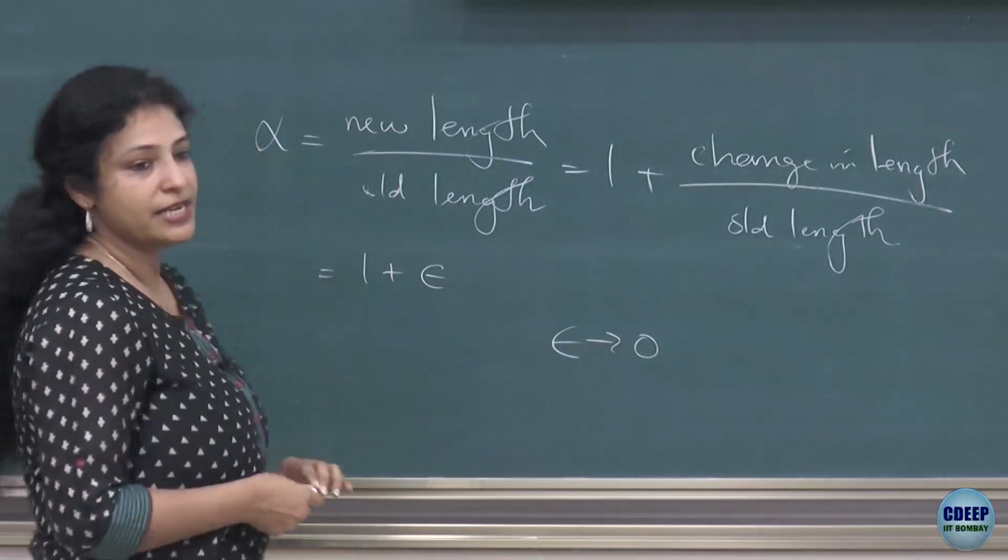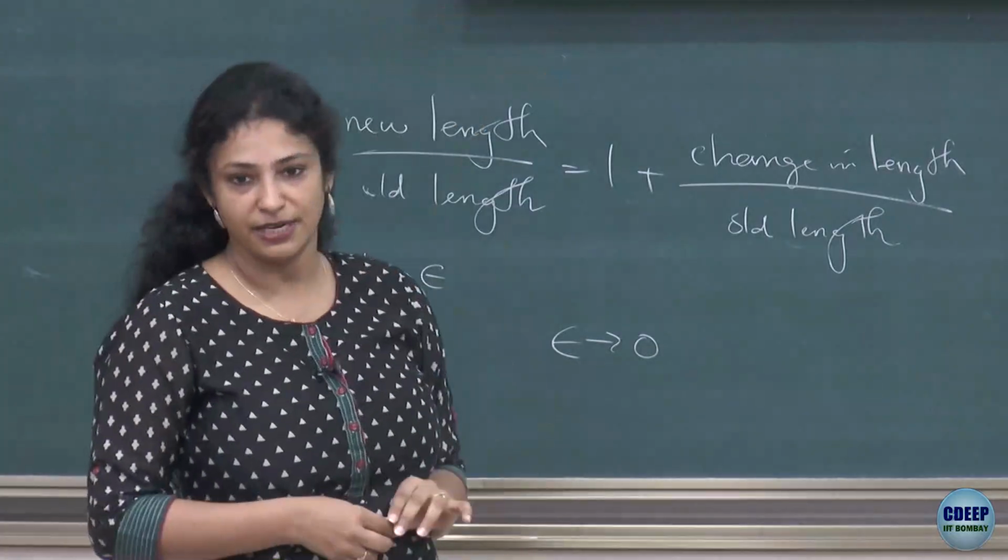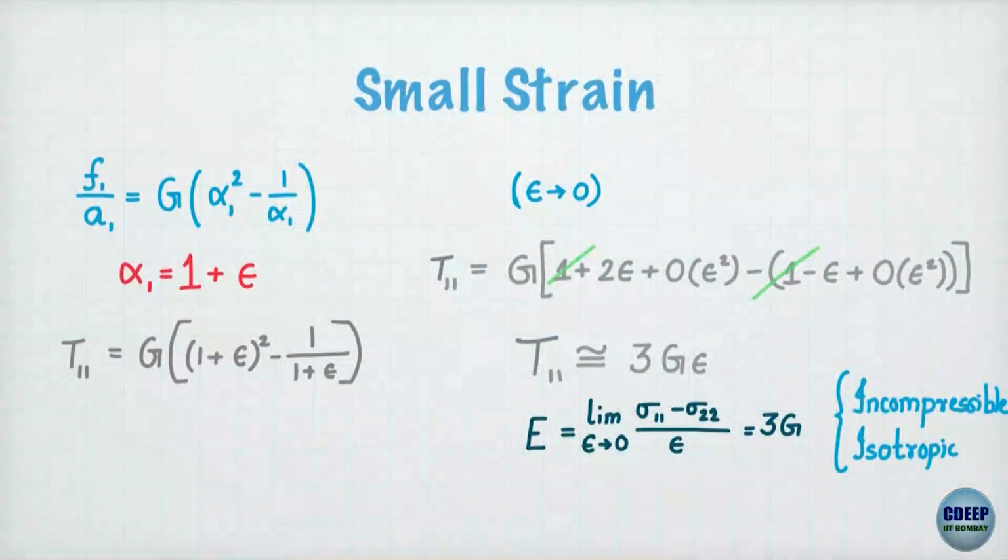In the limit of epsilon tending to 0, if we expand this expression, the first term is just 1 plus epsilon square, you will get 1 plus 2 epsilon plus an epsilon square term. We will neglect the epsilon square terms for now. And in the second term, you have 1 by 1 plus epsilon. If you Taylor expand it for small epsilon, you will get 1 minus epsilon plus order epsilon square term. You ignore the epsilon square terms and higher, and you will simply get a relationship that T11 is equal to 3G times epsilon.